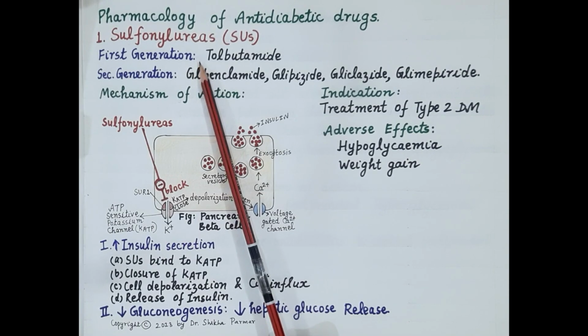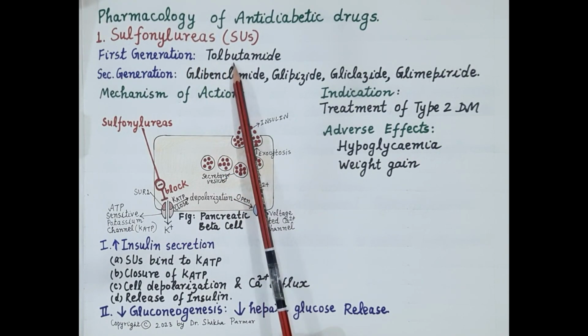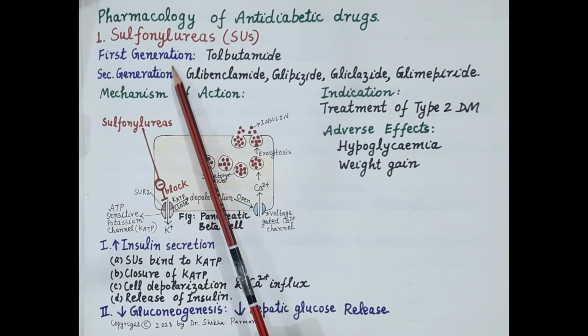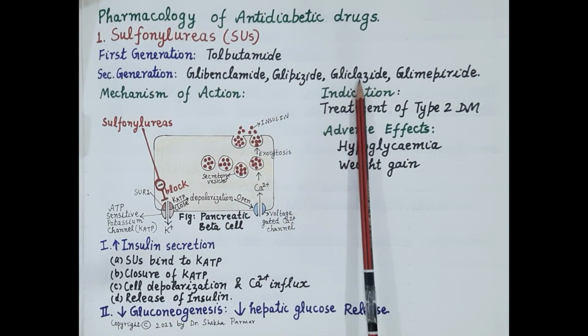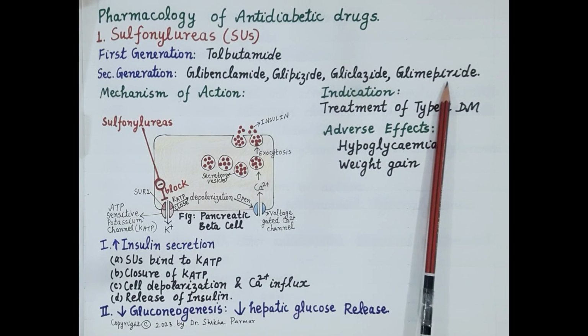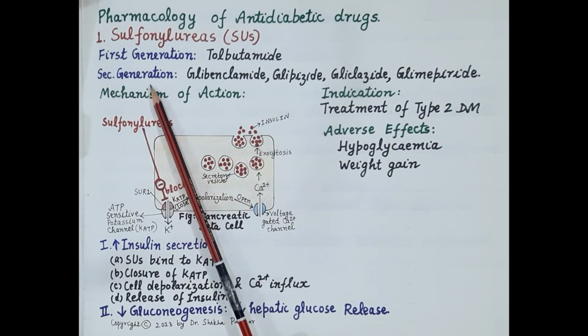Let's first discuss pharmacology of sulfonylureas. Now, tolbutamide is the first generation sulfonylurea. Second generation sulfonylureas include glibenclamide, glipizide, gliclazide, glimepiride. Now, second generation sulfonylureas are more potent, clinically superior, with longer duration of action.